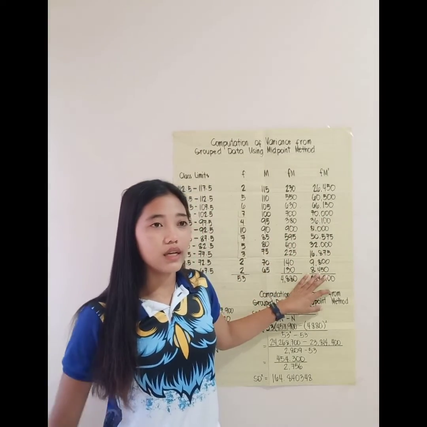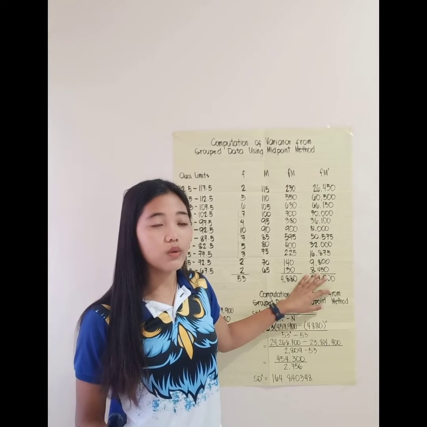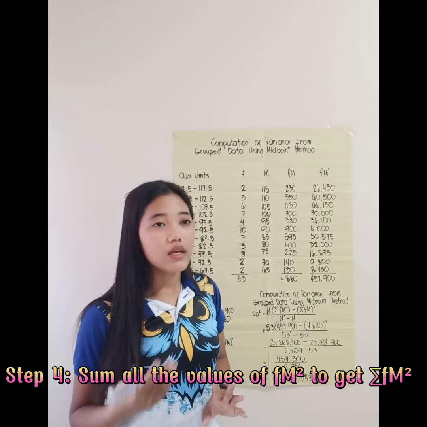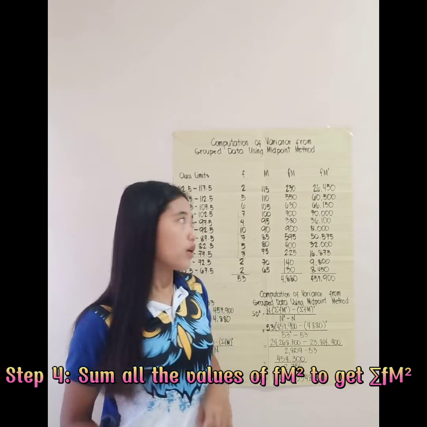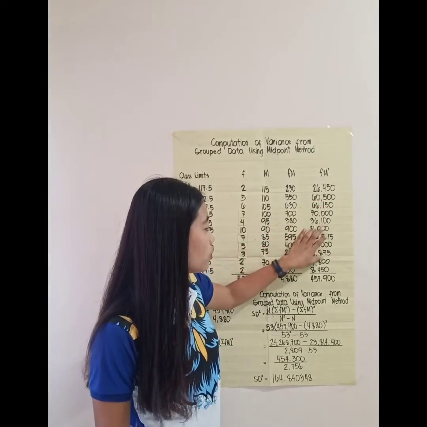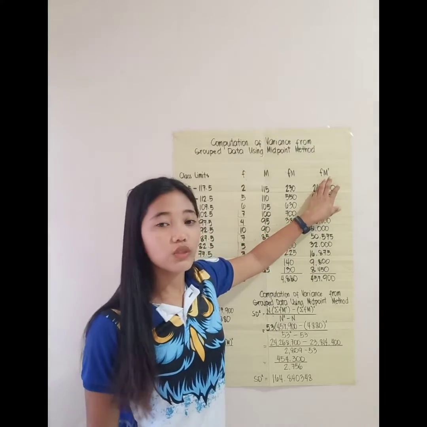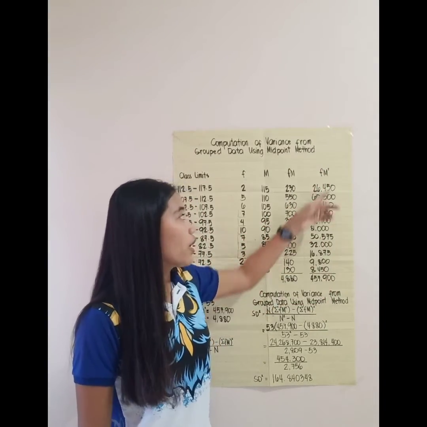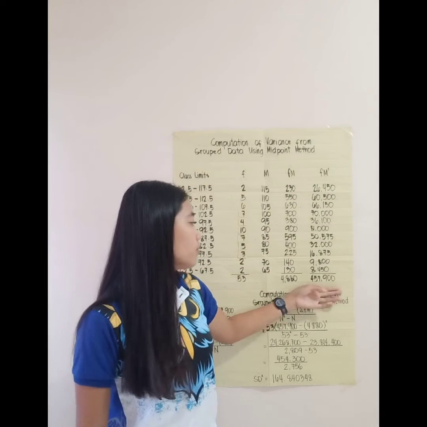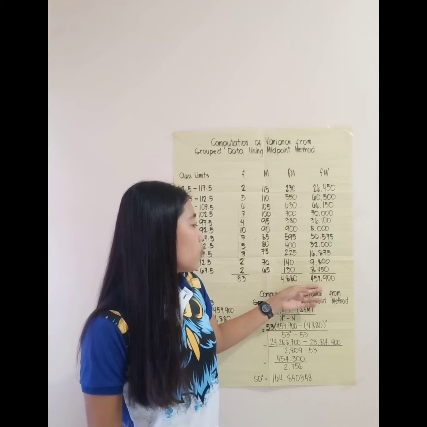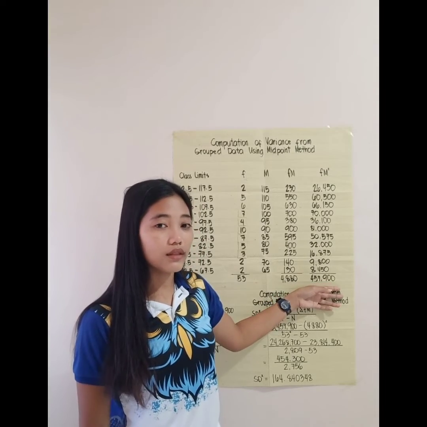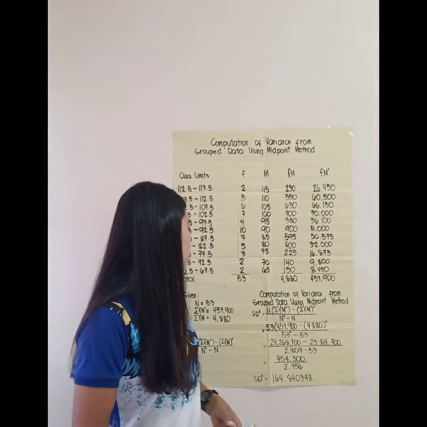Now, let's apply our step 4, which is to sum the values of FM squared to get the summation of FM squared. After you get the values of FM squared, you need to add all of the values to get the sum of FM squared. We already have the result, which is 457,900.